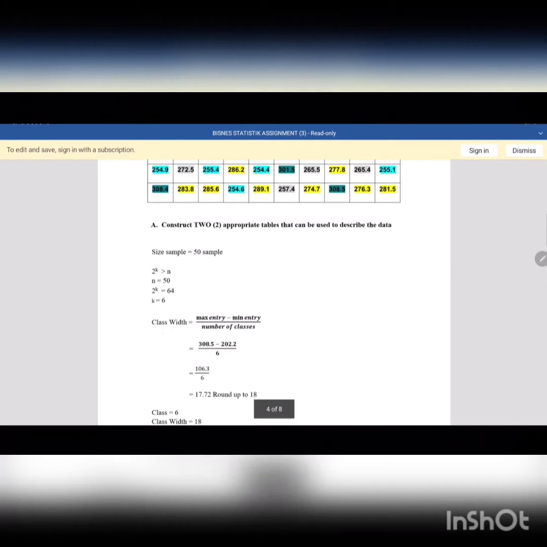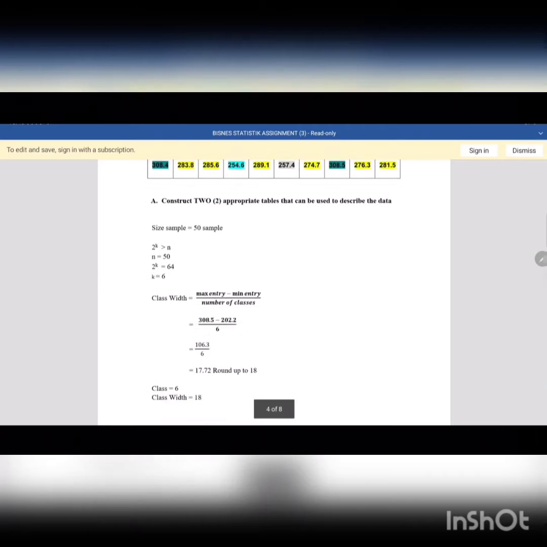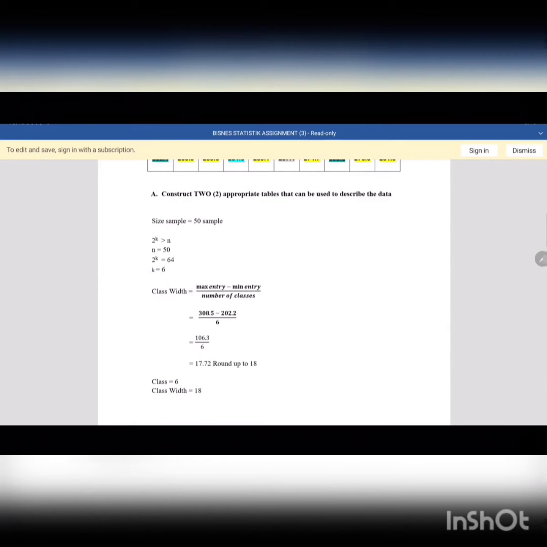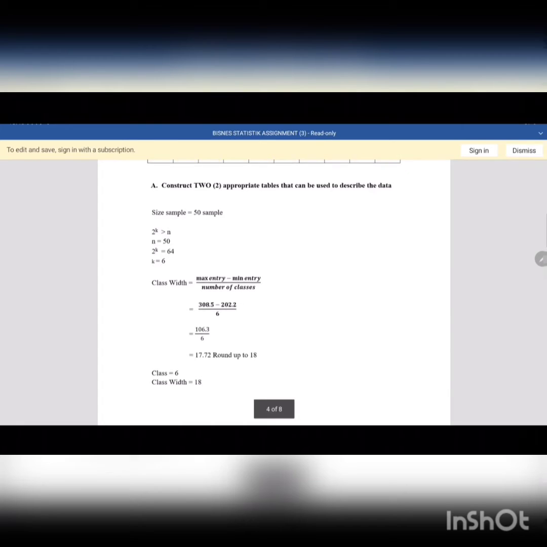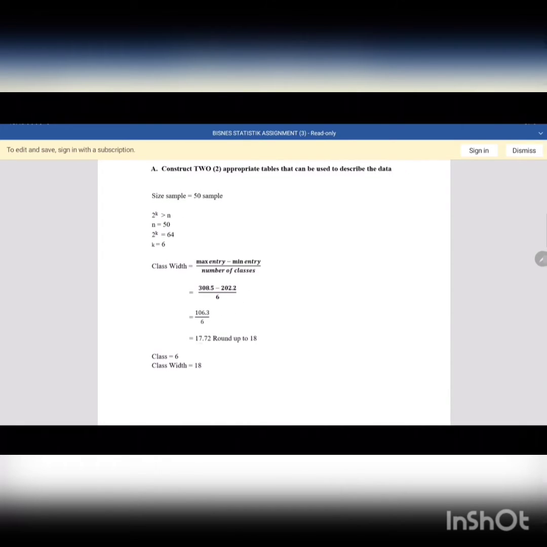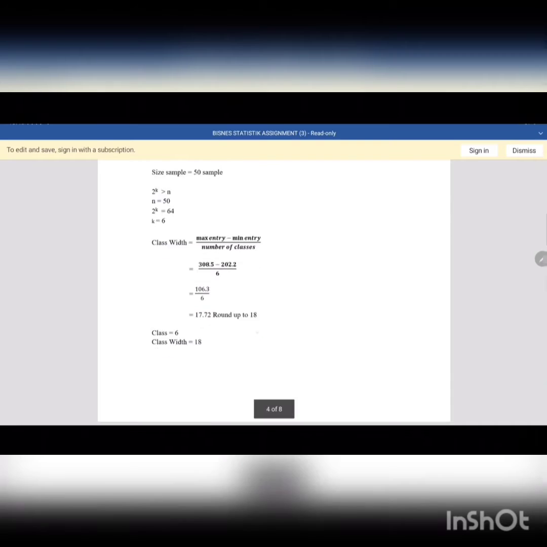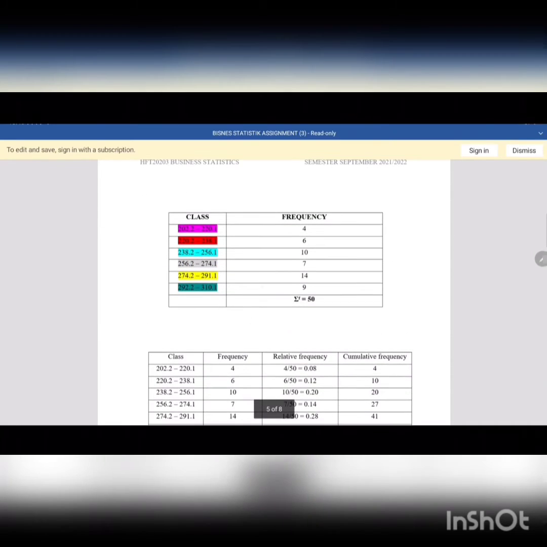Now we calculate the class width: maximum entry subtract minimum entry, divided by the number of classes. So the maximum entry is 308.5, subtract 202.2, divided by 6. The result is 17.72, rounded up to 18. So we move to the table.